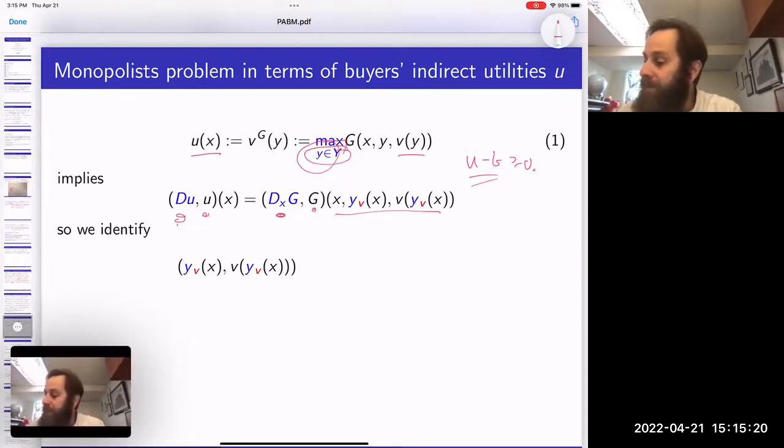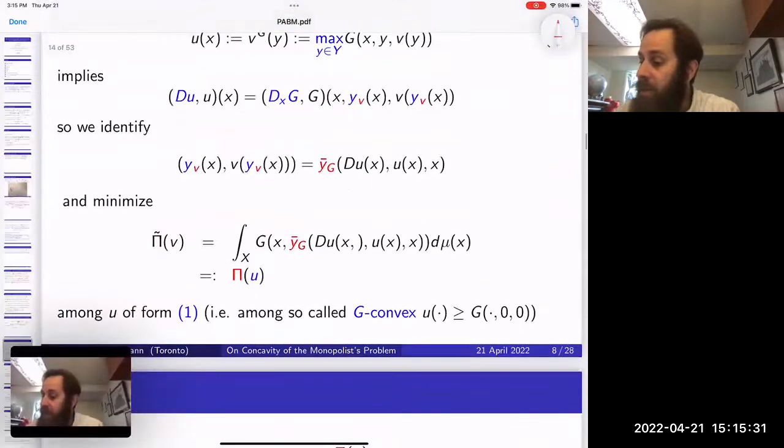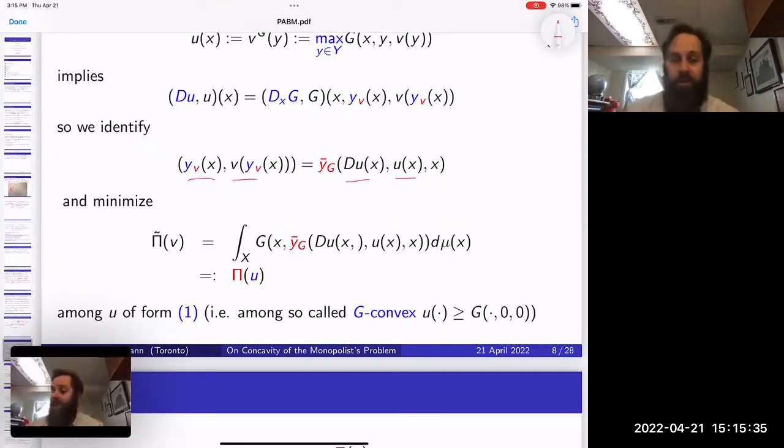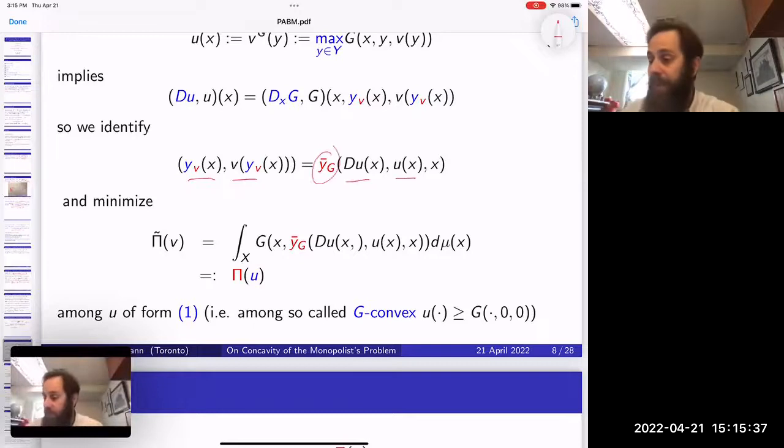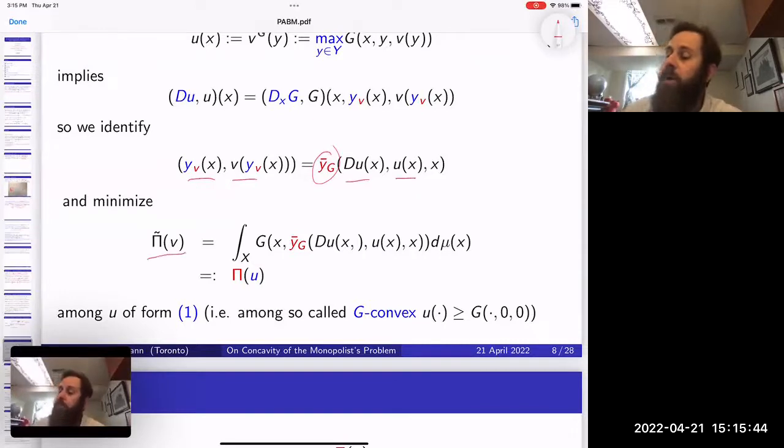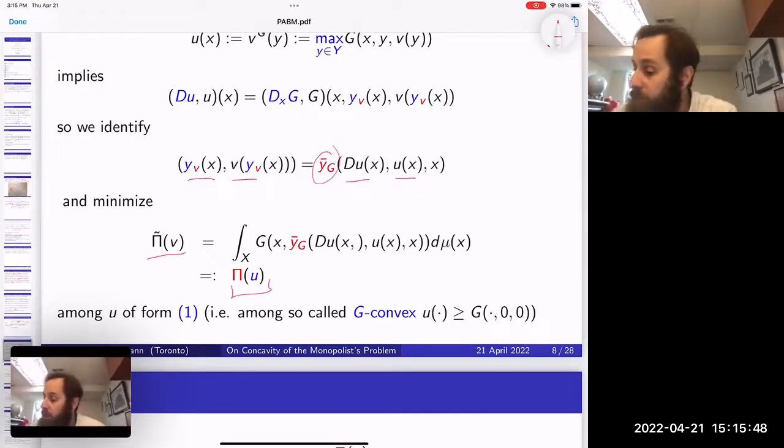Because the mapping from the price product pairs to the U, dU pairs is invertible, that was hypothesis G1, you can identify the product and the price selected in terms of the indirect utility and its derivative, and the inverse map is the homeomorphism from G1. And so you can re-express the monopolist's profits as a functional of U instead of V. So this should be pi rather than G. That's a typo.